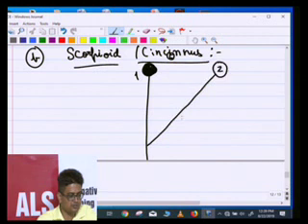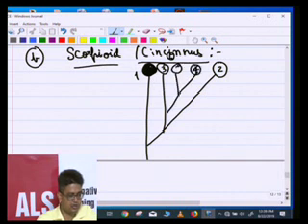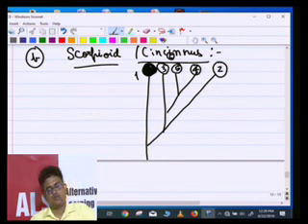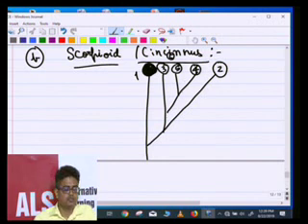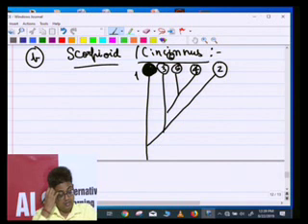Second flower is here. Third flower is here. This is the fourth flower, fifth flower, and then there will be the sixth flower on the branch of the fifth flower. Okay. So this is what is meant by scorpioid.